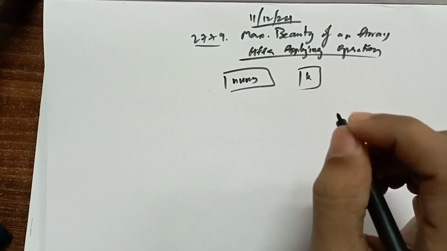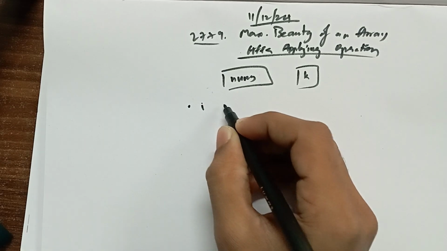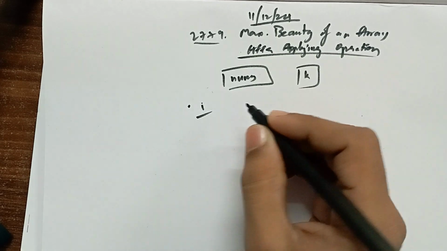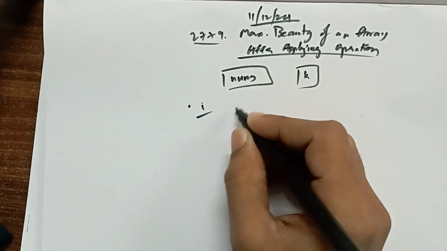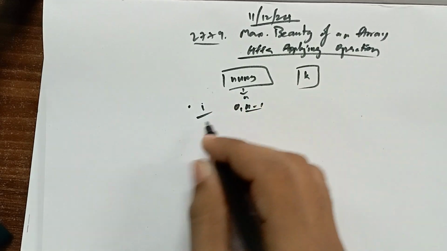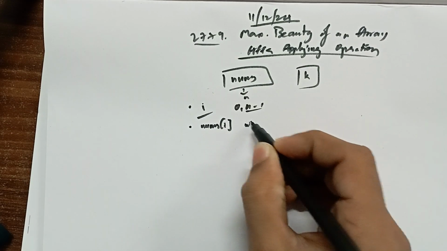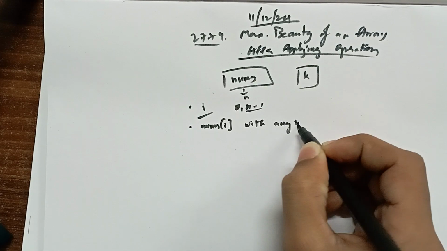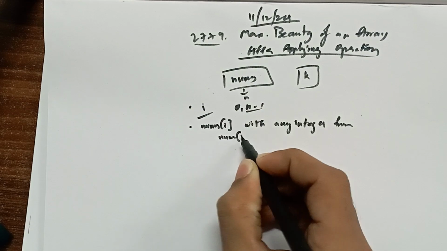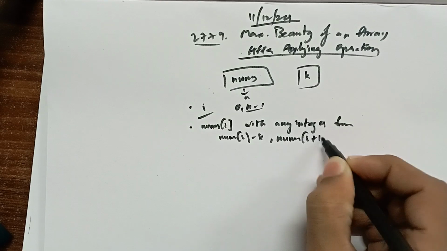Now in one operation we can choose an index i which hasn't been chosen before, in the range of 0 to n minus 1, where n is the length of nums. Now replace nums of i with any integer from nums of i minus k to nums of i plus k.